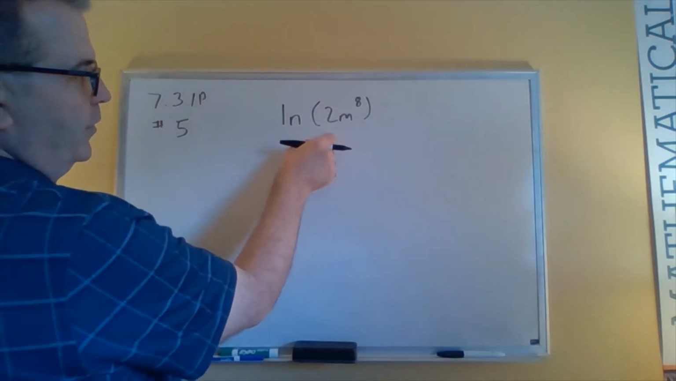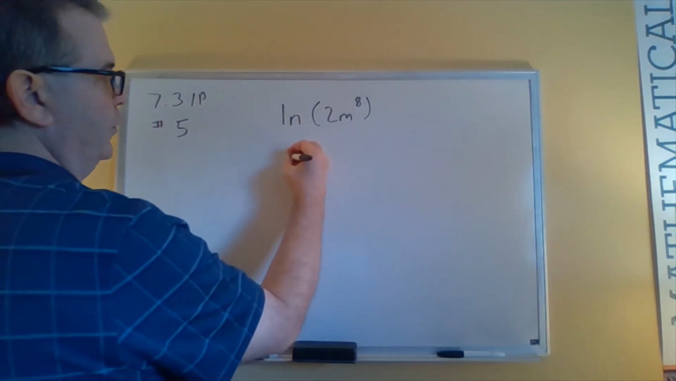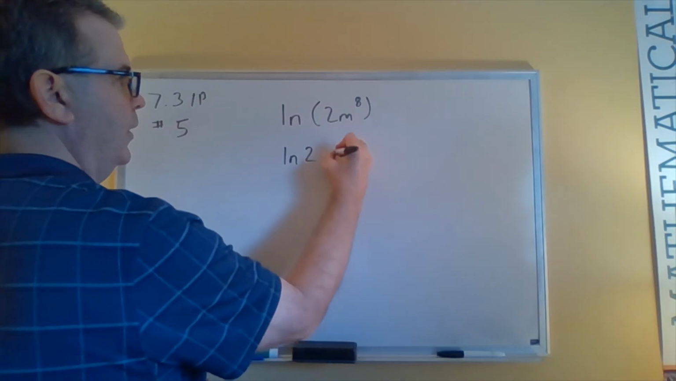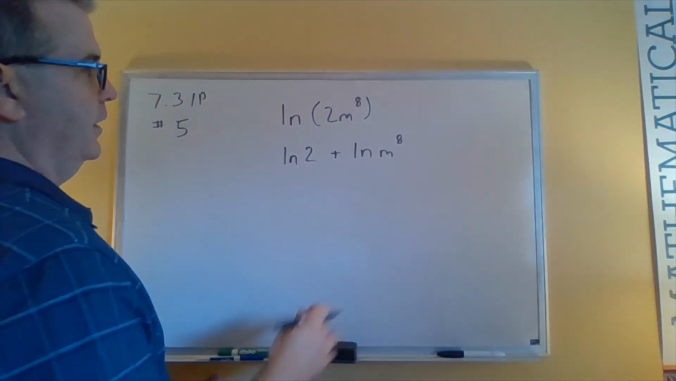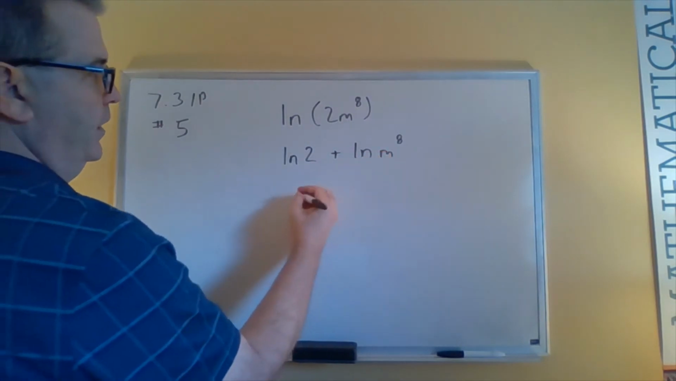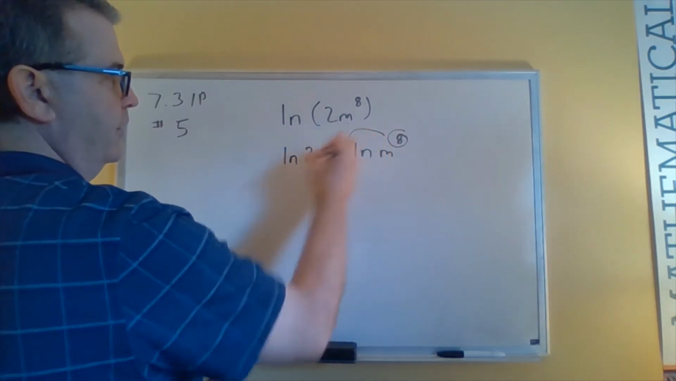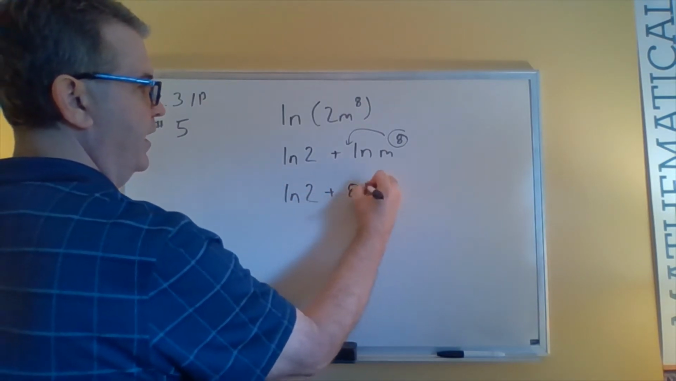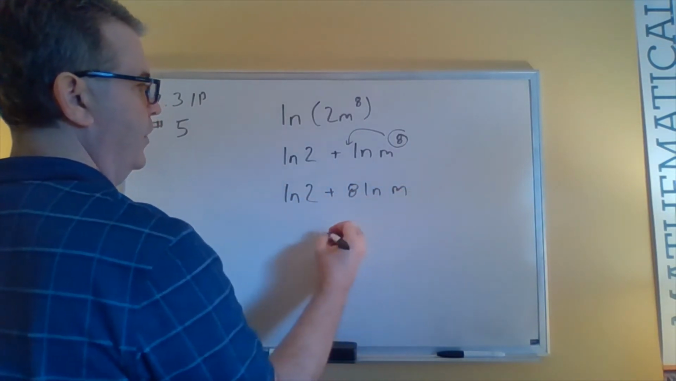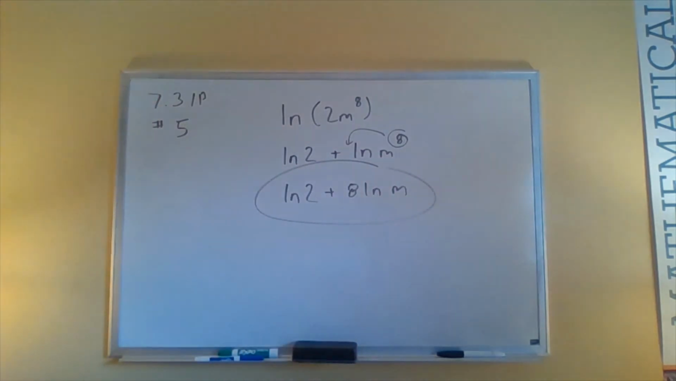So first thing I'm going to do is break this apart using the product rule. So I'm going to have the natural log of 2 plus the natural log of m to the 8th. Now I'm going to use my power property, and I'm going to move this power out into the coefficient spot. So I'm going to have ln 2 plus 8 ln m. There's my answer for number 5.